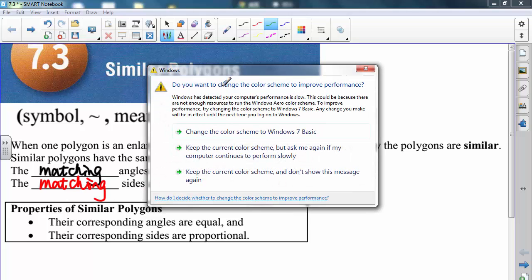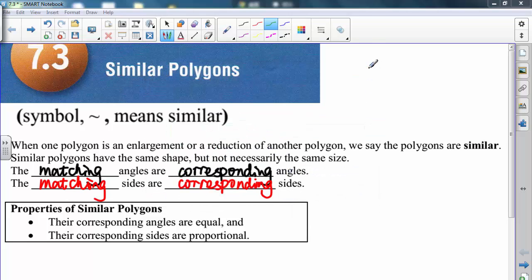Today we will look at 7.3, similar polygons. Before we introduce the concept of similar, we will look at a symbol. This symbol is a similar symbol. It looks like a sideways S. So this one means similar. When one polygon is an enlargement or a reduction of another polygon, we say these two polygons are similar.